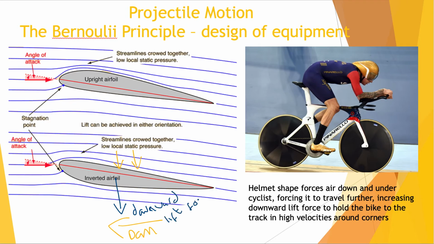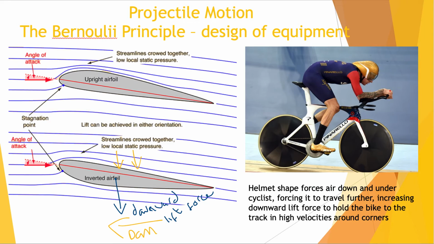Downward lift force, still called lift, because it's this additional force that's generated due to the shape of the object, but it's forcing the object now downwards rather than upwards. So in cycling we see this. The helmet shape forces air down and under.